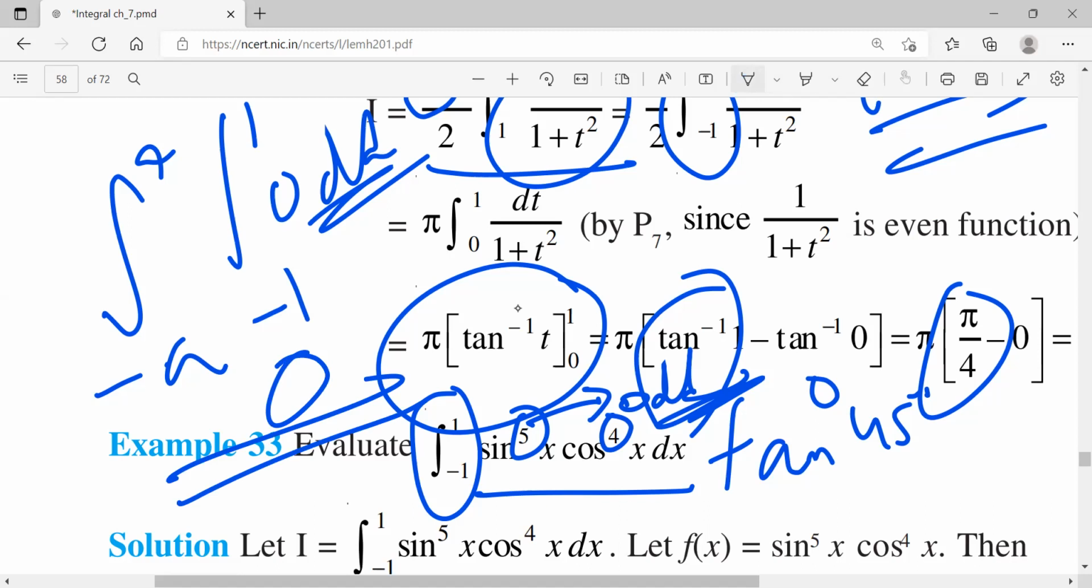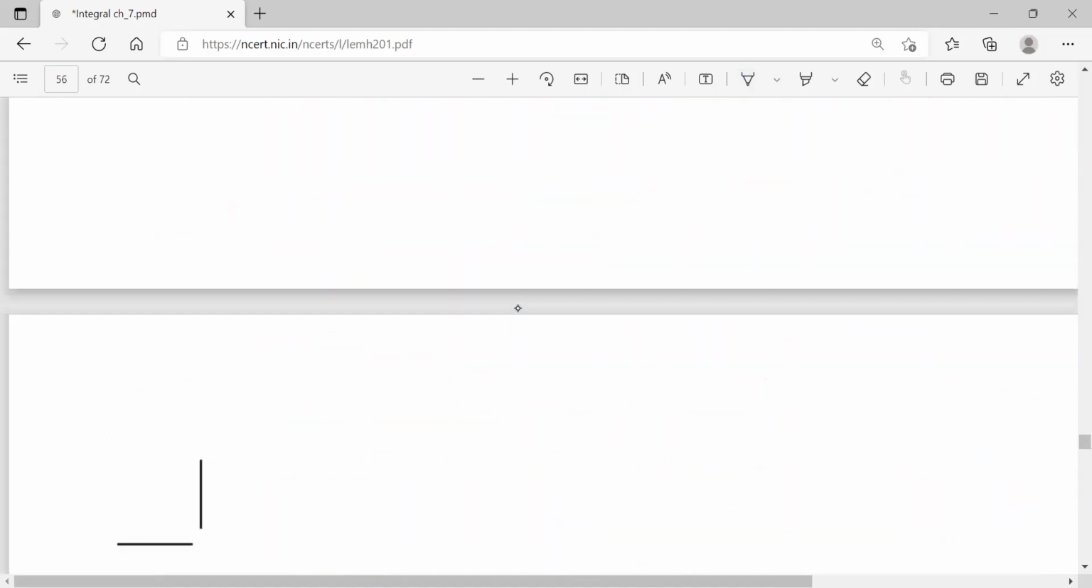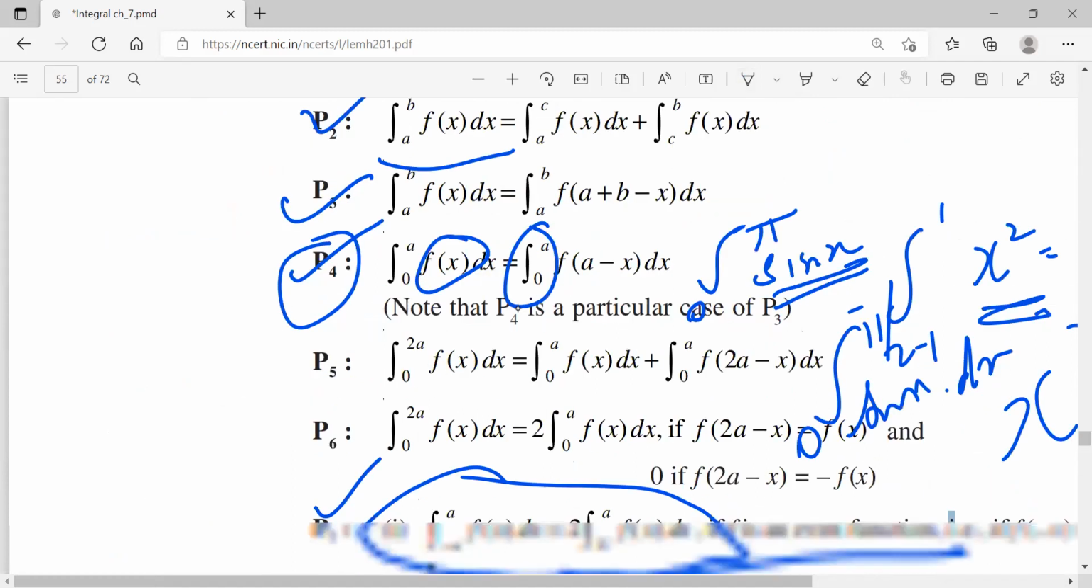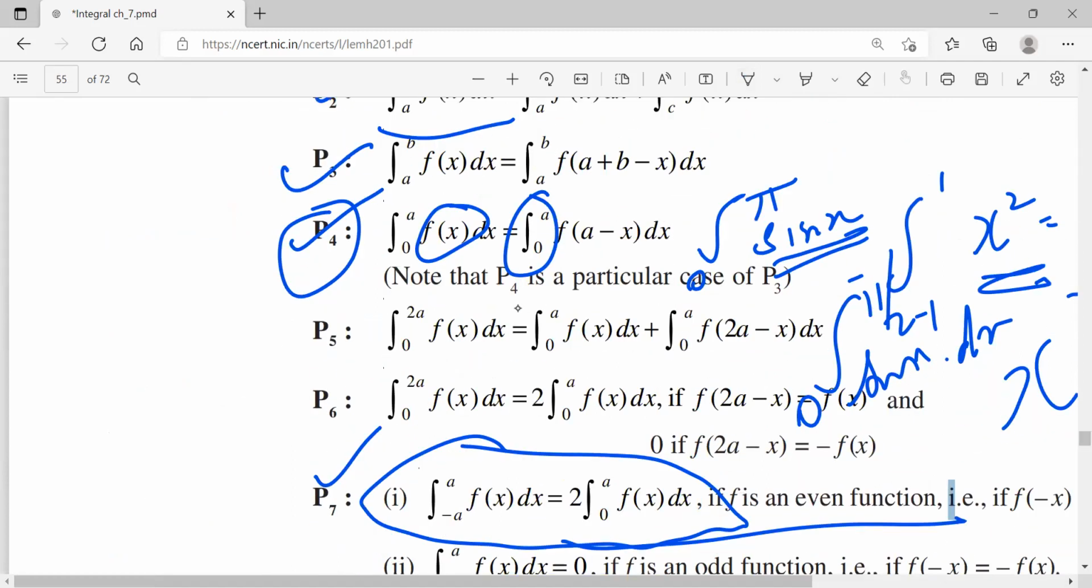So this is integration with the limits. Definite integral using properties. As I already told, we have to know these properties well. Again, one more time, I'll just show you: 2, 3, 4, and 7.